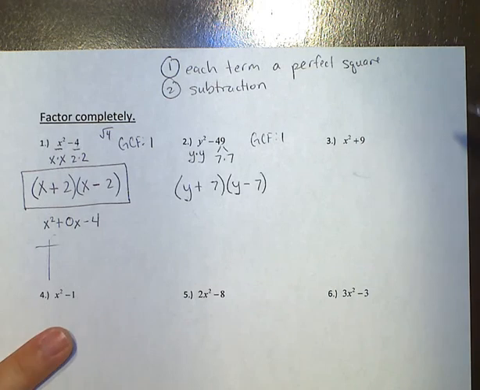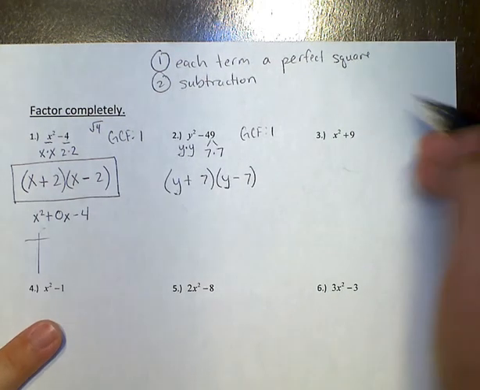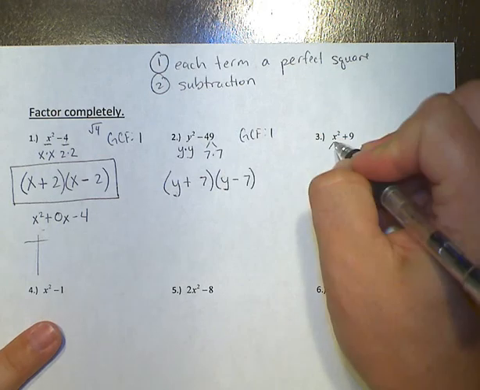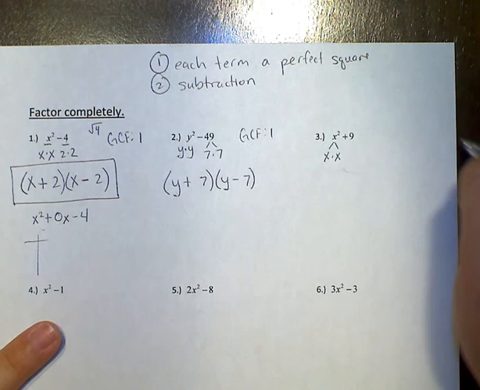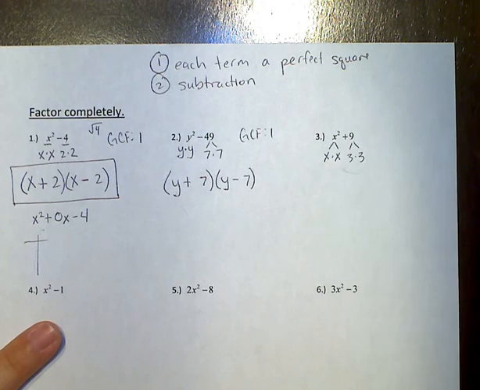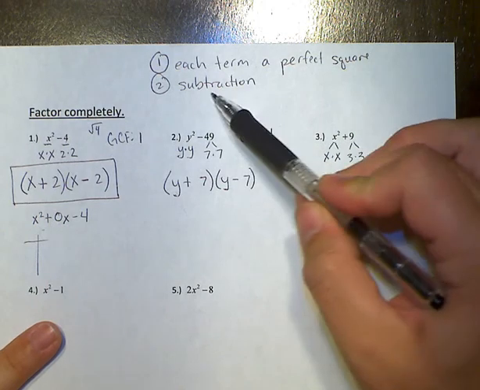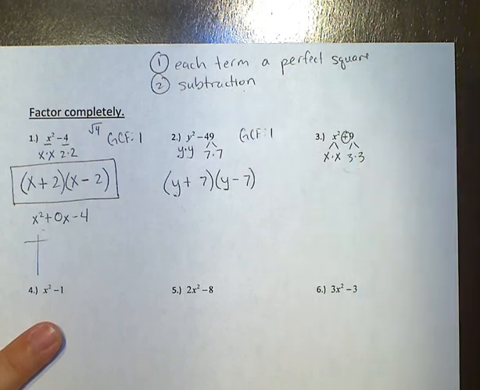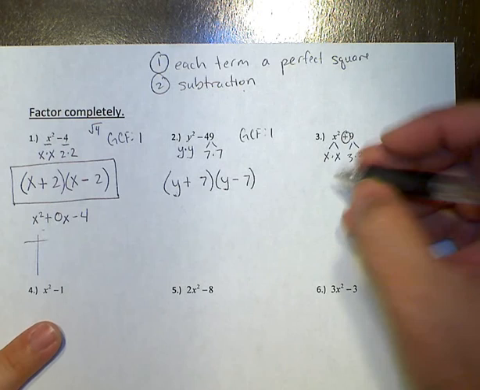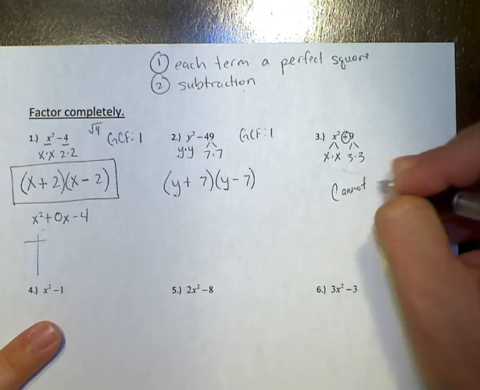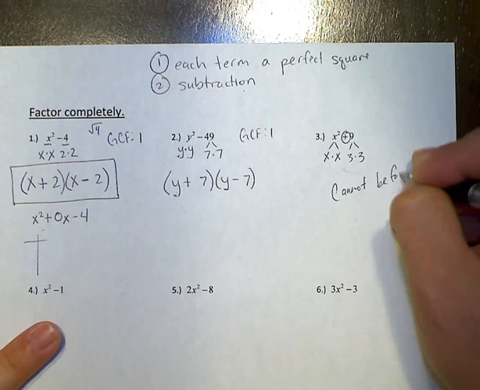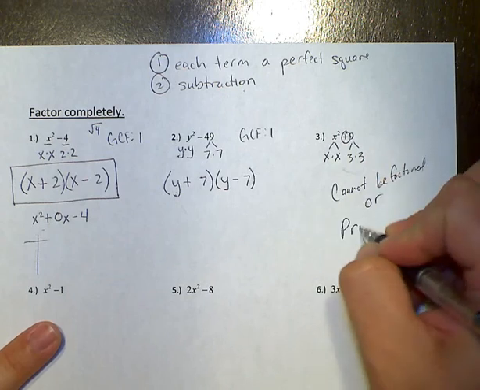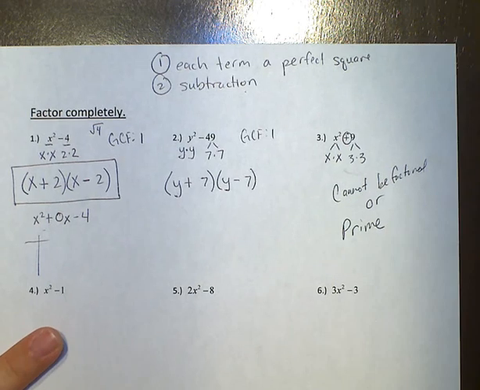All right, let's look at 3. The first thing I want to do is check that each term is a perfect square. X times x, that works. 3 times 3. Then I want to check if it's subtraction. No, it's not. It's addition. So if it's addition, this cannot be factored. There's nothing I can do with that. It cannot be factored, or we can call that prime.